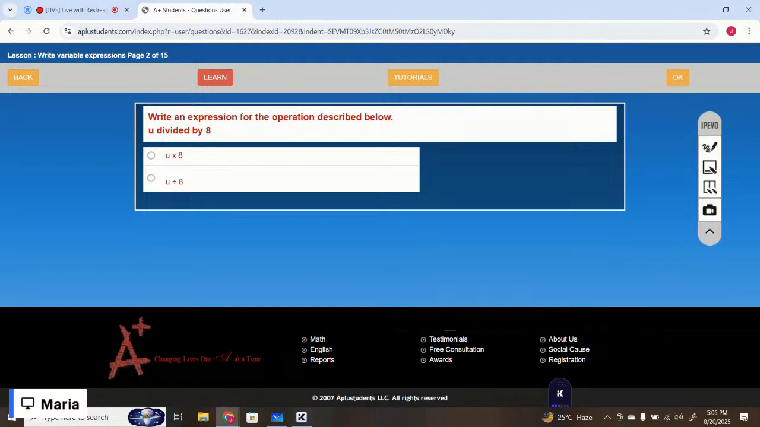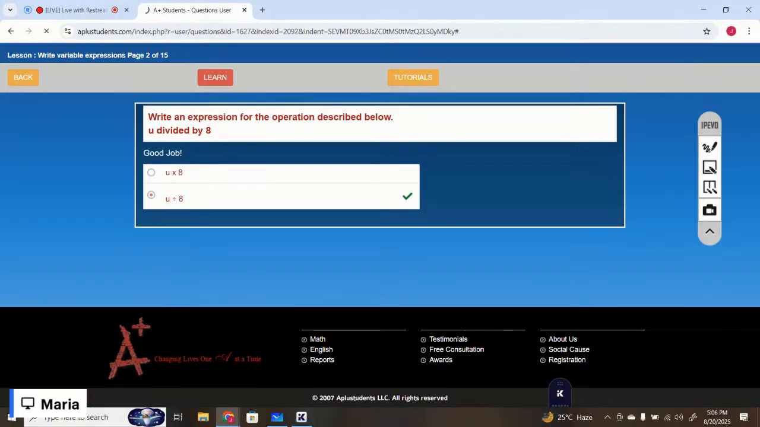Write an expression for the operation described below. u divided by 8. That is option number 2. u divided by 8 it is.